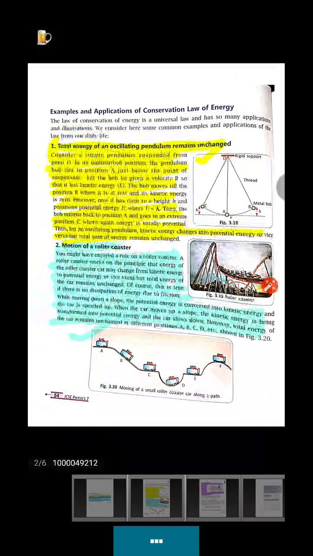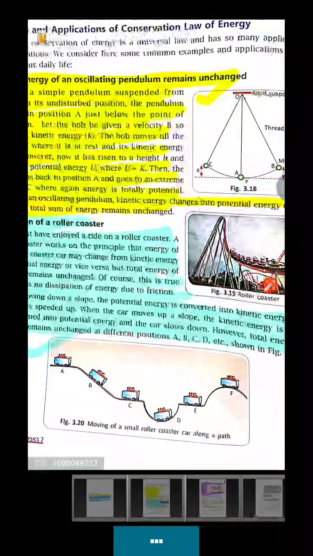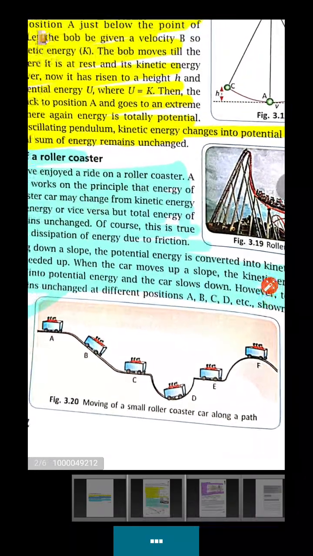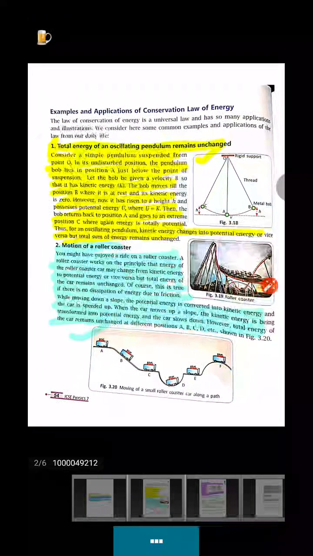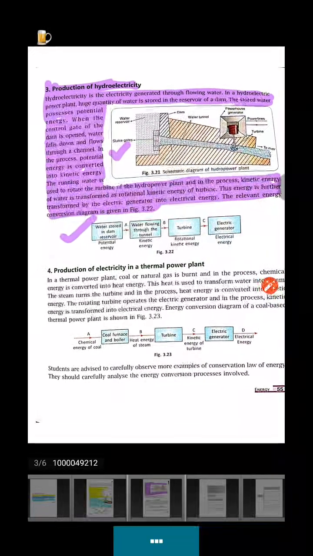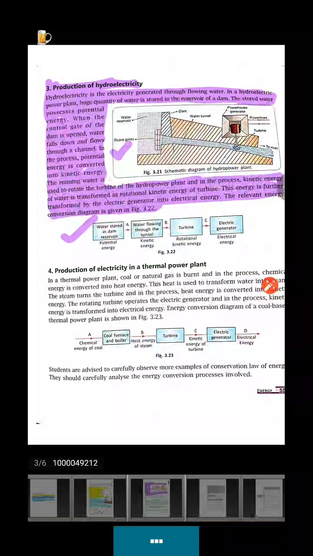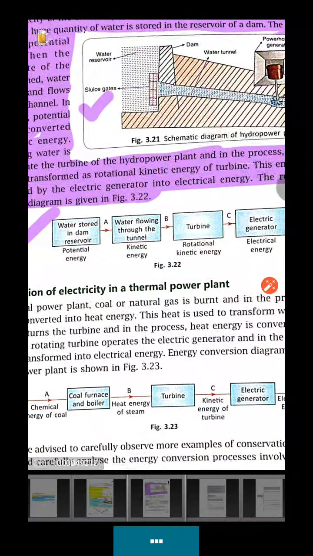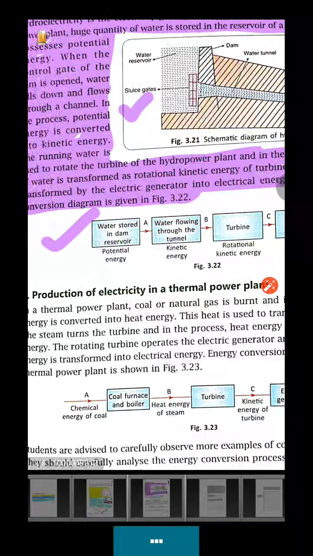Or if you want to write about this blue highlighted one, motion of a roller coaster, then write this one totally and then give this figure 3.20, write it as figure 3. Give any one of the examples that you have to write. Or you can also write about this example highlighted with purple, production of hydroelectricity. In that case, totally write the highlighted violet part, and then at the last this figure and this diagram also have to be given, these two diagrams also have to be given.